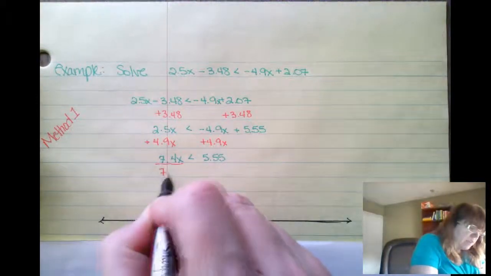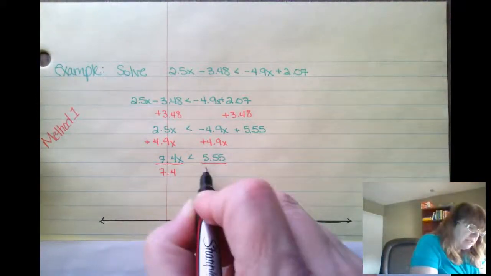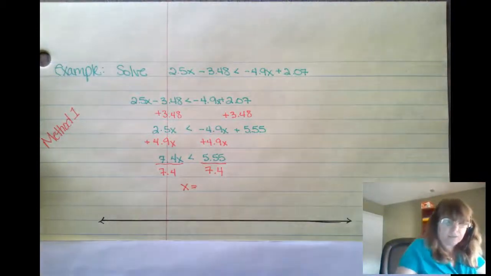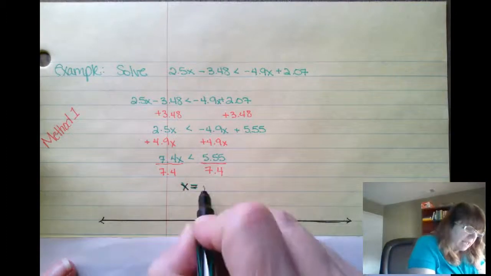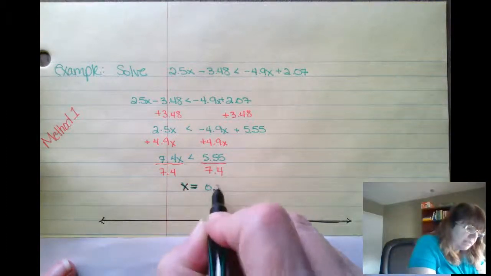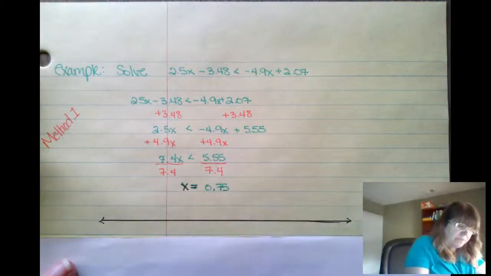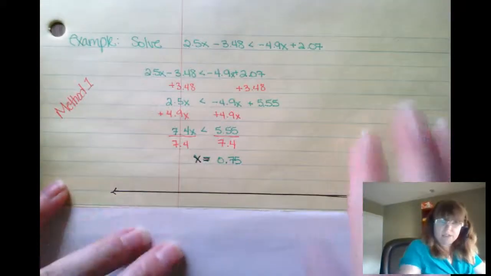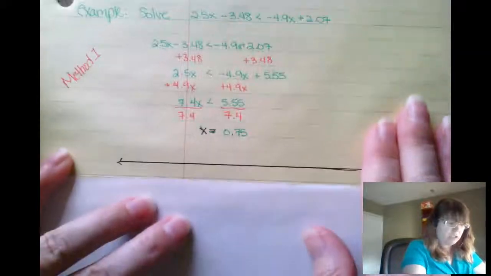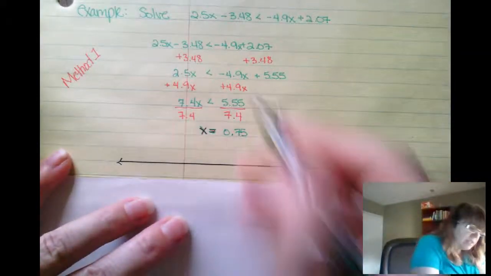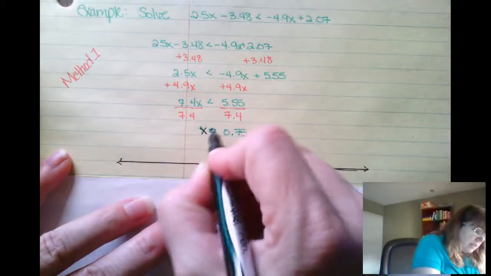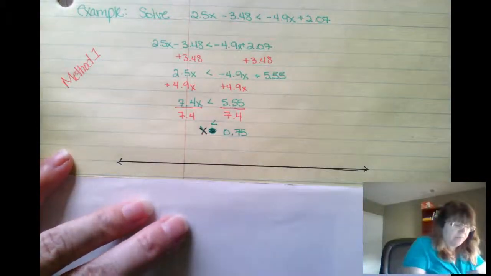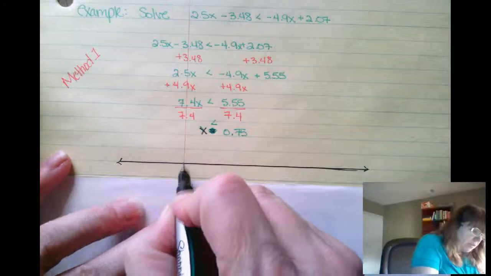Divide by 7.4, 7.4, x is less than 0.75. Okay. Now, how do I draw that on the number line? I'm just going to put enough information, and I shouldn't say equal, it is not equal. It is less than. That was my error.